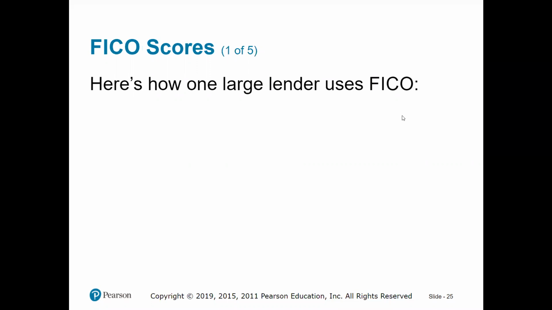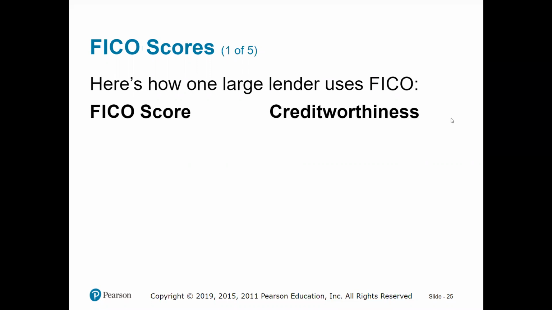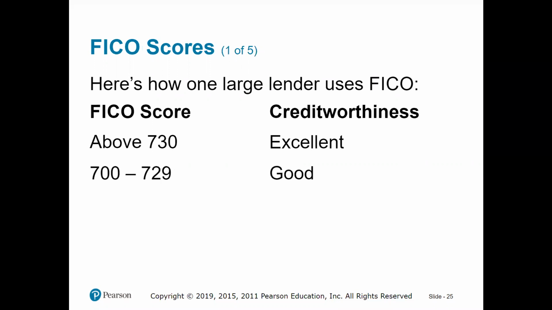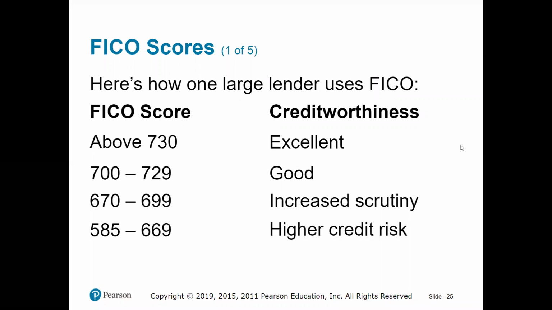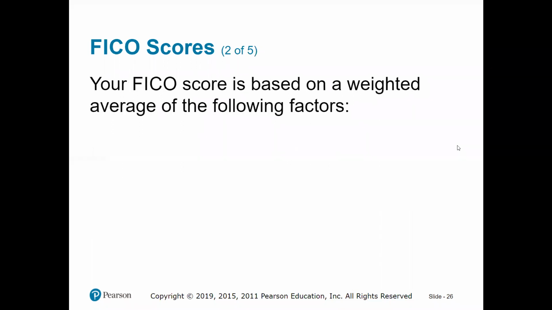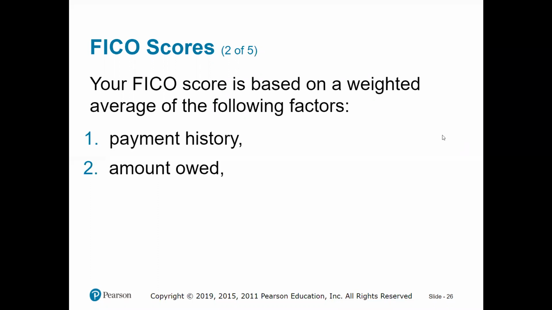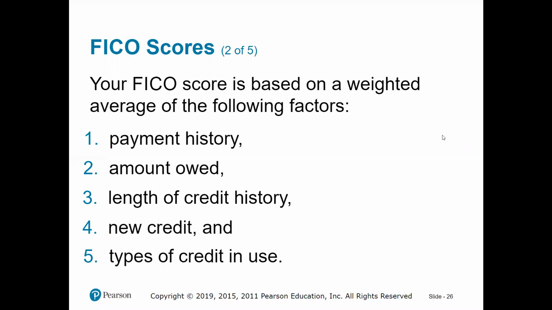Here's how one larger lender uses FICO. FICO score, creditworthiness. Above 730, excellent. 700 to 729 is good. 670 to 699, increased scrutiny. 585 to 669 is higher credit risk. And below 585 is high credit risk. Your FICO score is based on a weighted average of the following factors: payment history, amount owed, length of credit history, new credit, and types of credit in use.